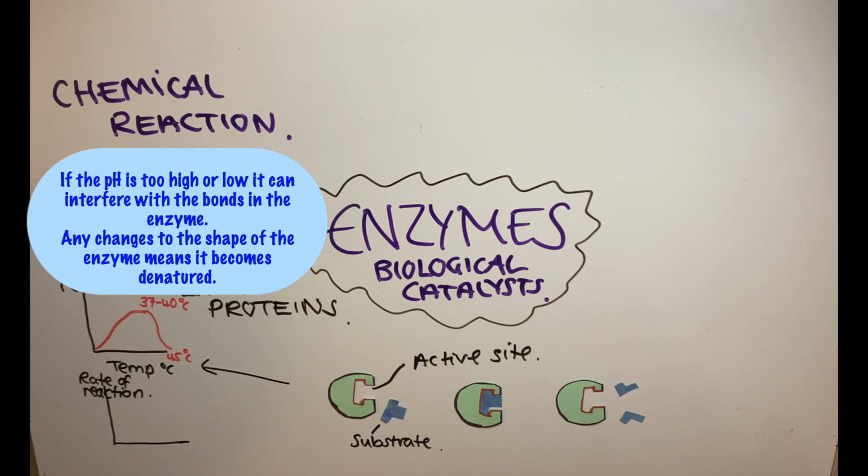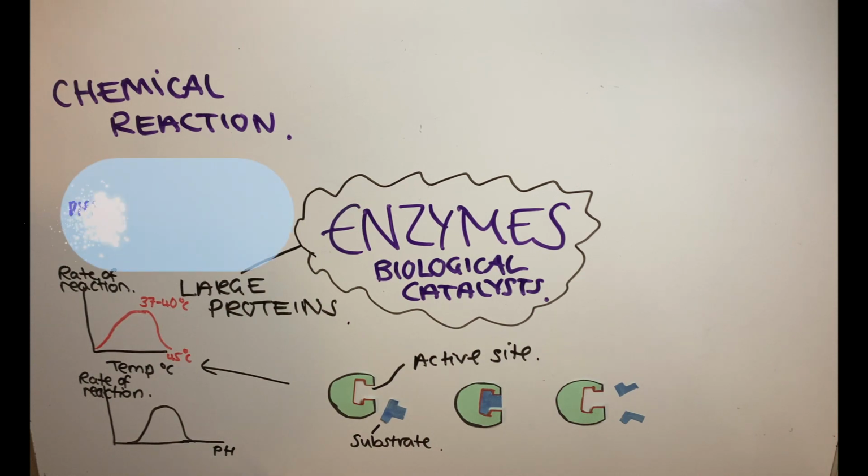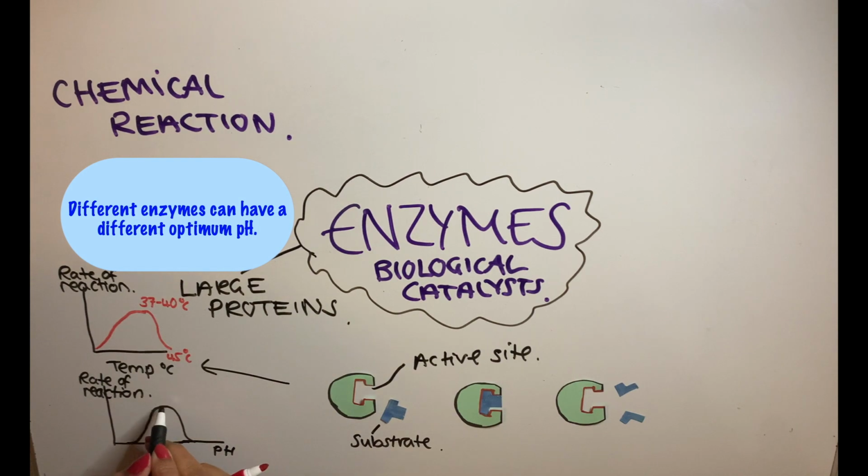Now, the pH, if it's too high or too low, the enzyme won't work. The enzyme will only work at a particular pH. So for this particular enzyme, if the pH is too high, the enzyme is not going to work. It's become denatured. Now, the optimum is usually pH 7, but not always. So this is the optimum.